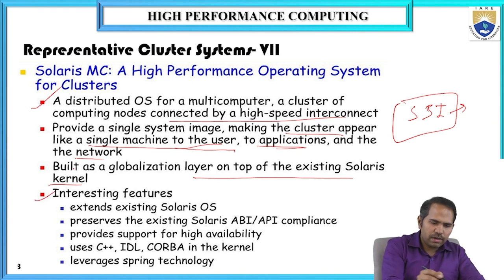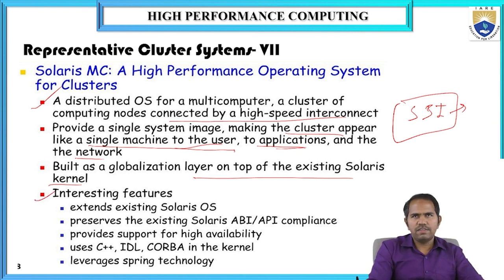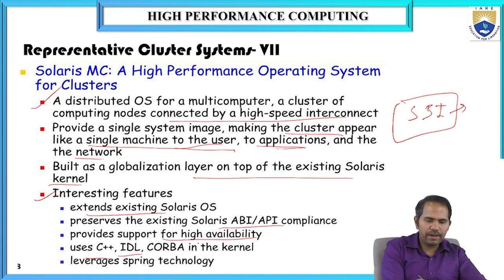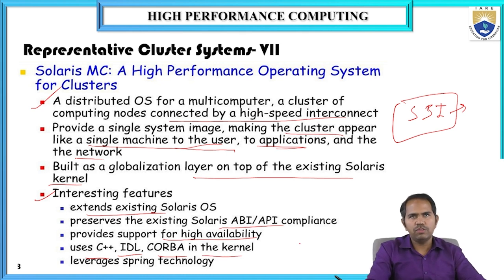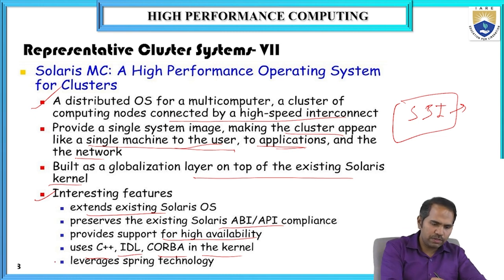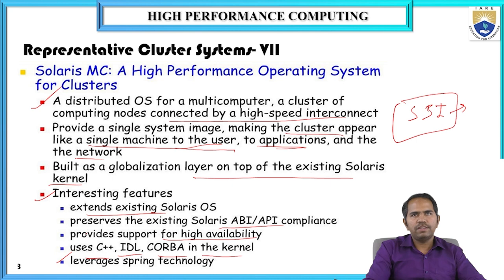What are the features that will be contained here? Solaris MC extends the existing Solaris operating system, preserves the existing Solaris ABI and API application programming interface, and provides support for high availability. Always the failure rate is very low, and the systems are always ready to do the work. It also uses C++, IDL, and CORBA in the kernel, and leverages Spring technology.